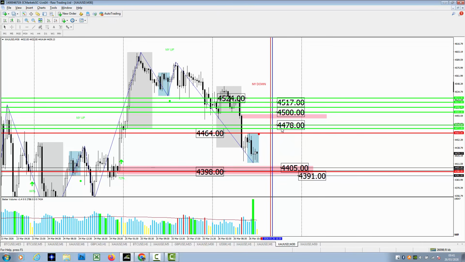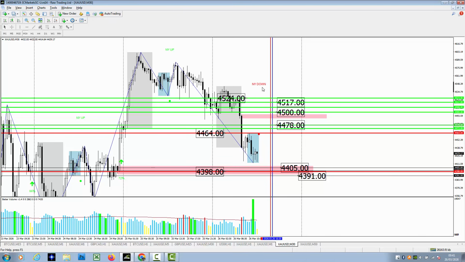So if price comes to this high, as long as it doesn't get above this level, which is 4,500, I would still short a bounce into that level. If it starts to go higher than that, above 4,500, then the chances are we might see gold push to the upside. So at the moment my bias is short.